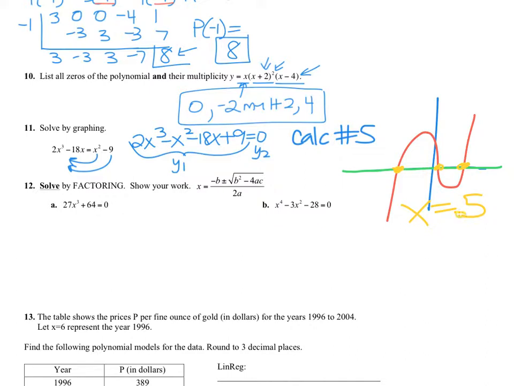Okay? That's this one right here. Then you do it again. Second trace, calculate the intersect. This time I need to tell them which one I want. So I can either go to the left or go to the right. You need to be right around it. It doesn't have to be exactly on it. And then hit enter 3 times again.